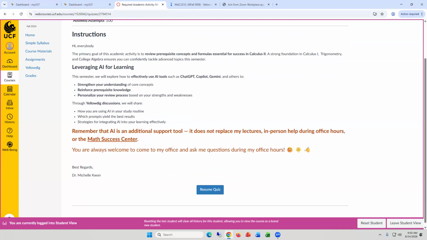But what you have to remember is AI is an additional support tool. It doesn't replace my lecture or in-person tutoring or my office hour. So it is an additional tool. And what I know is AI doesn't tend to explain visual concepts well. And the AI will be used mostly to strengthen your technical skill and prerequisite skill and further practice for the specific problems.